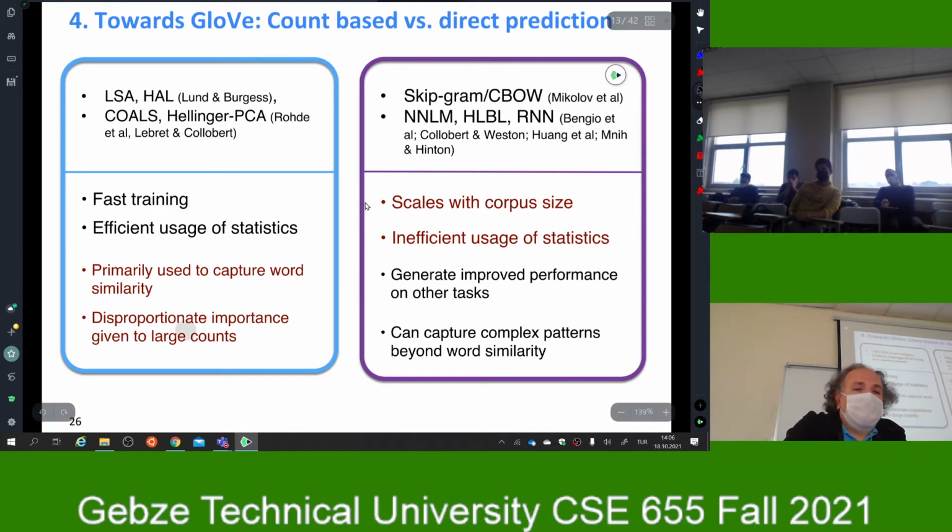The other problem is those stop words. Any word that happens a lot in a text has a disproportionate importance, and we have.